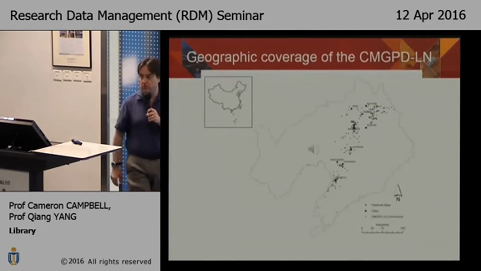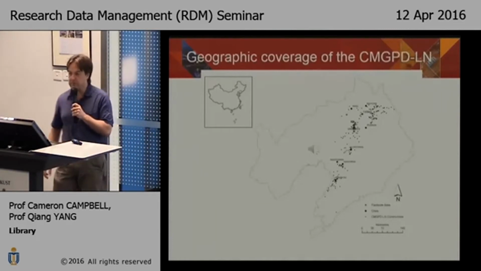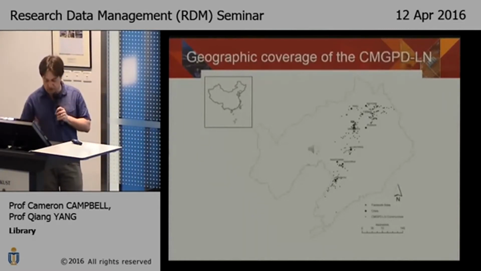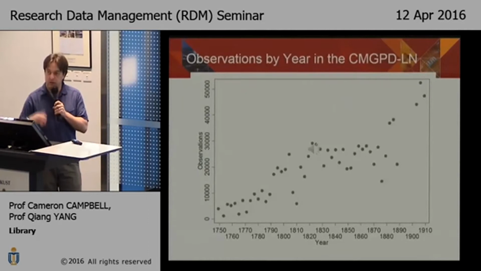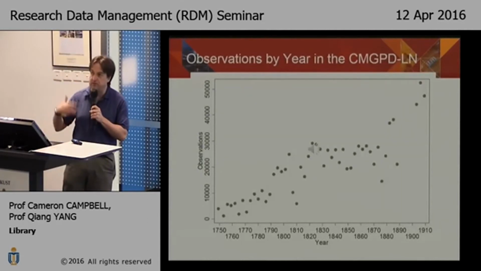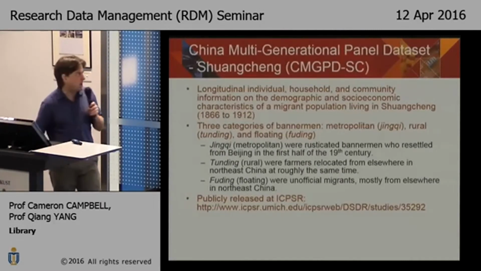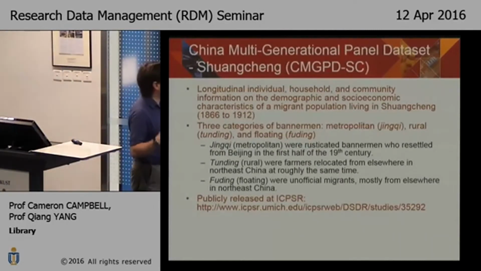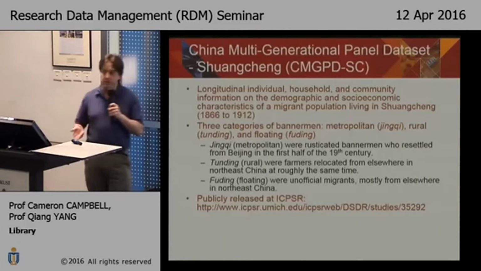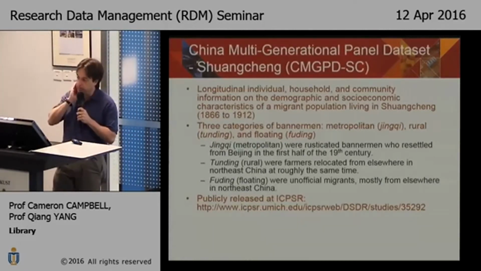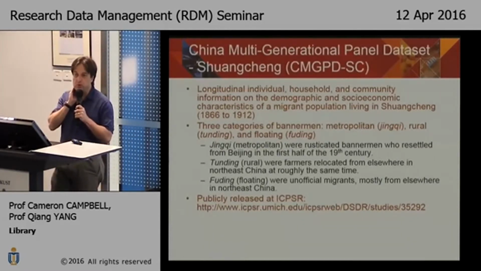We have well over something like 500 villages in the data set. So this is a large undertaking. The point is that it's very complex data, and this will motivate some of my comments later. For those of you from Heilongjiang, we recently released another data set from a community from Shuangcheng.